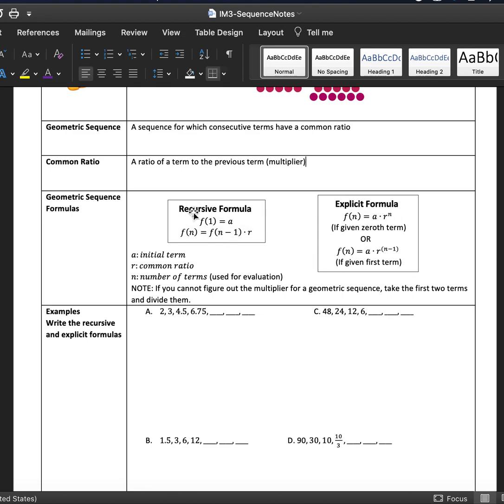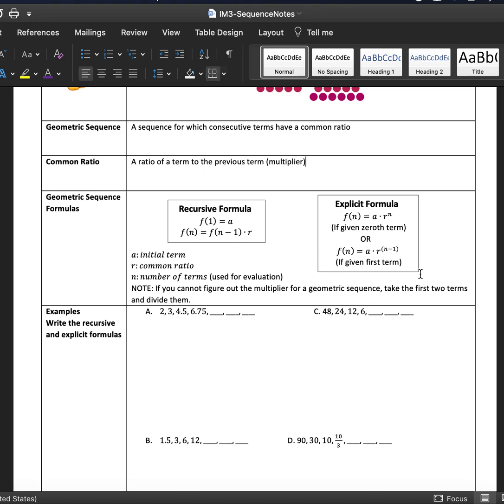You'll notice that the recursive formula here is very similar to the arithmetic sequence. We have our first term, which is the actual first term. And then instead of putting a plus, like what you add or subtract every single time, it's a times. So here's the first term, you take the previous term, which is f of n minus 1, and then you multiply it by this number to get your next term.